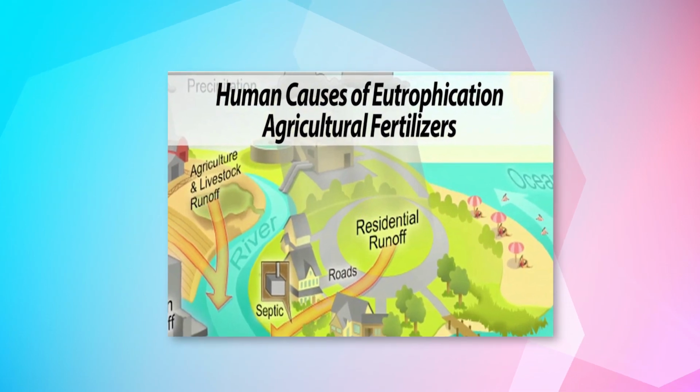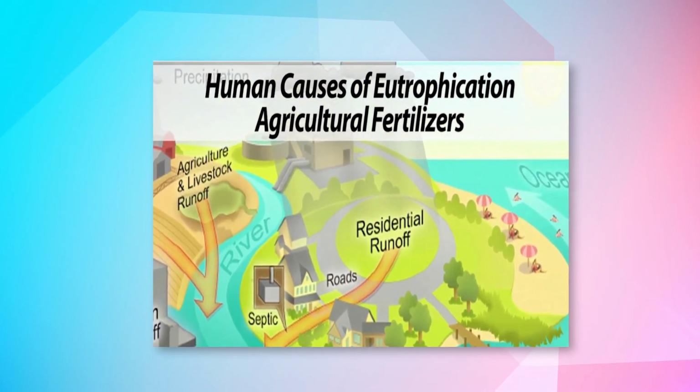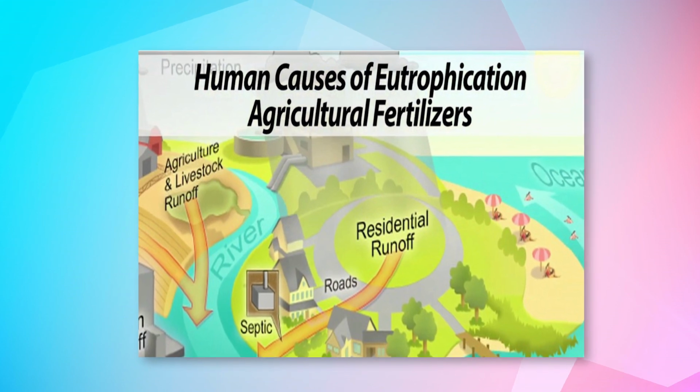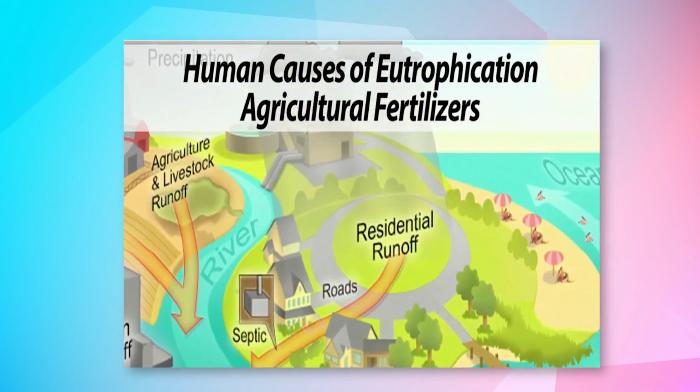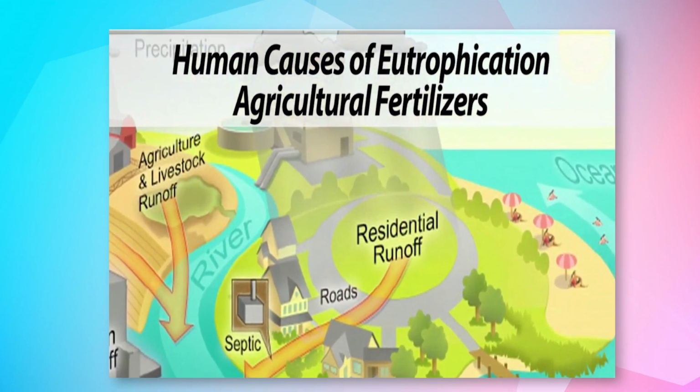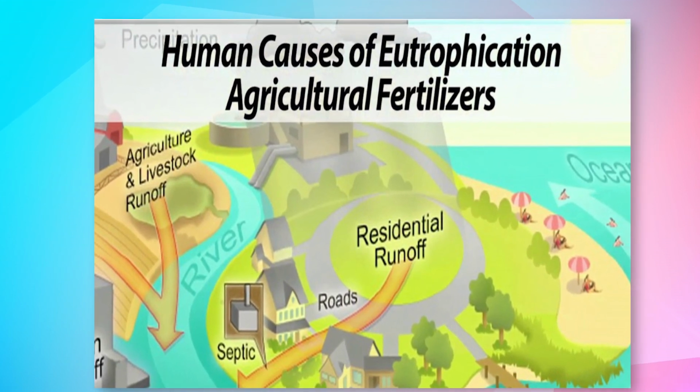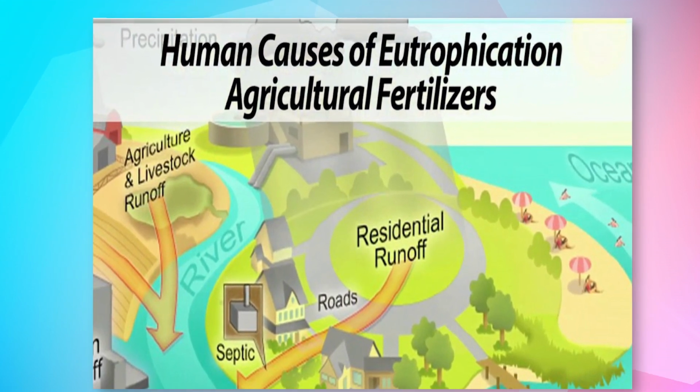The main factor responsible for eutrophication is human causes: agriculture and fertilizer. Human beings send a lot of sewage waste, agricultural and livestock runoff, residential runoff, and septic runoff. So, these are a few sources of eutrophication, along with agricultural fertilizers.